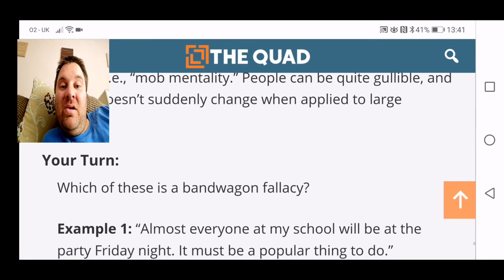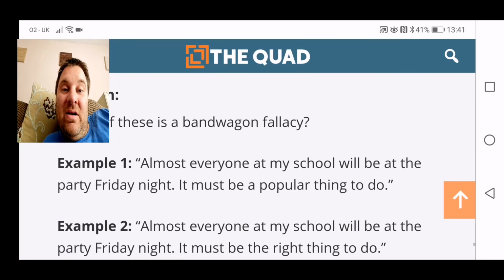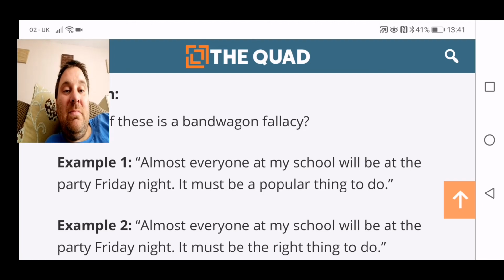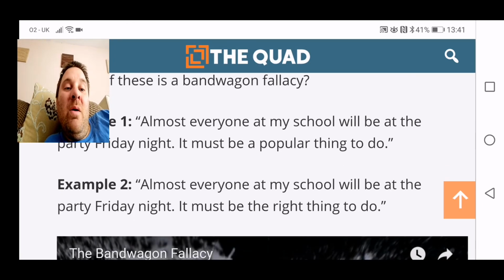Your turn. Which of these is a bandwagon fallacy? Almost everyone at my school will be at the party Friday night. It must be a popular thing to do. Almost everyone at my school will be at the party Friday night. It must be the right thing to do.